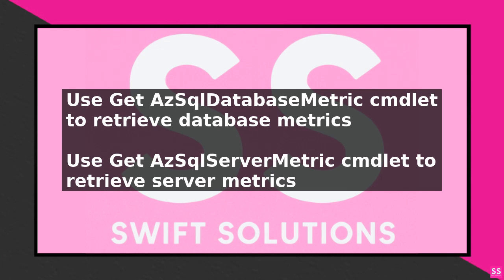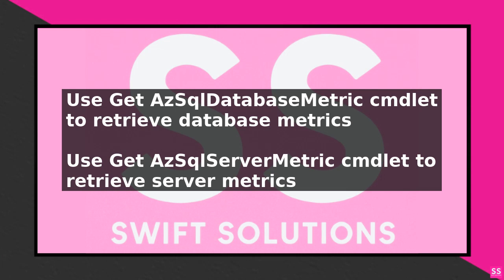To optimize performance, you can use the Set-AzSqlDatabase cmdlet to update the service tier and vCore count of your database. You can also use the Set-AzSqlServer cmdlet to update the service tier and vCore count of your server.